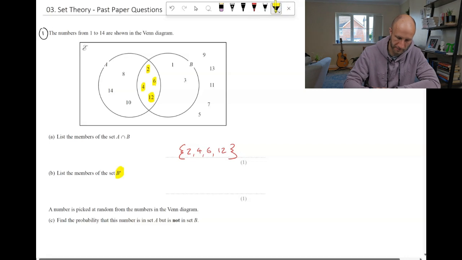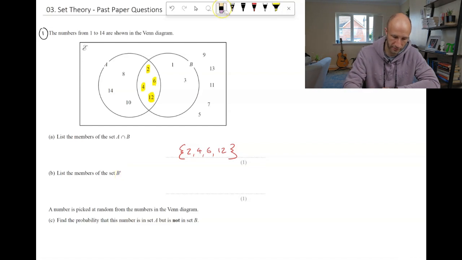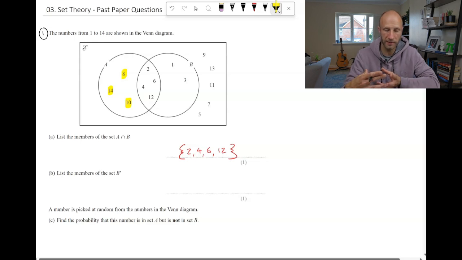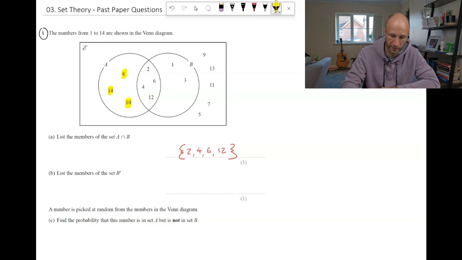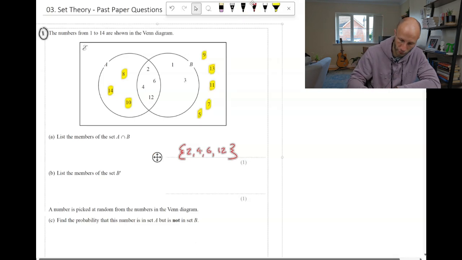Part B is B dash. So B dash, the dash means complement of a set, and the complement of a set is those things that are not in the set B. So all I need to do is look through my diagram now and look for anything that is outside the circle that B represents. So the 8 is outside B, 14 and 10. 2, 4, 6 and 12 are all inside B because they're inside the circle, so 1 and 3. And the other ones are 9, 13, 11, 7 and 5. They're all the ones outside of the set B, or not in the set B.